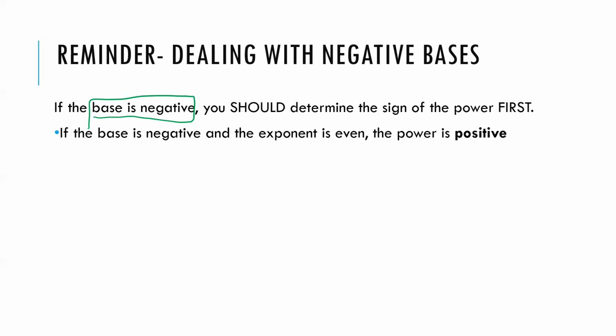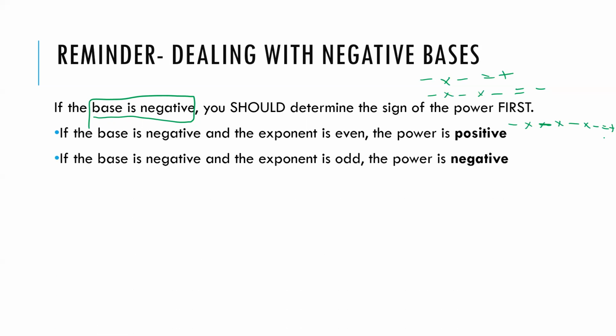So the rule here is that if the base is negative and the exponent is even, then the power is positive. And that should make sense, because we discussed that a negative times a negative is going to be a positive. But as soon as I have a negative times a negative times another negative, it's going to be negative. But if I have a negative times a negative times a negative times a negative, that brings me back to a positive. So I basically go negative, positive, negative, positive. So if the exponent is even and it's a negative base, then the power is positive. And if the base is negative and the exponent is odd, then the power is negative.